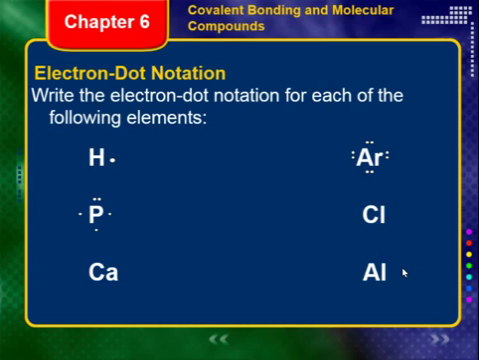Go over to phosphorus. Phosphorus is main group 5, in the same group as nitrogen. And we're going to have 5 dots. Chlorine, main group 7, 7 dots. Calcium, main group 2, 2 dots. Aluminum, main group 3, 3 dots. And notice that some of these dots are paired up and some of them aren't.